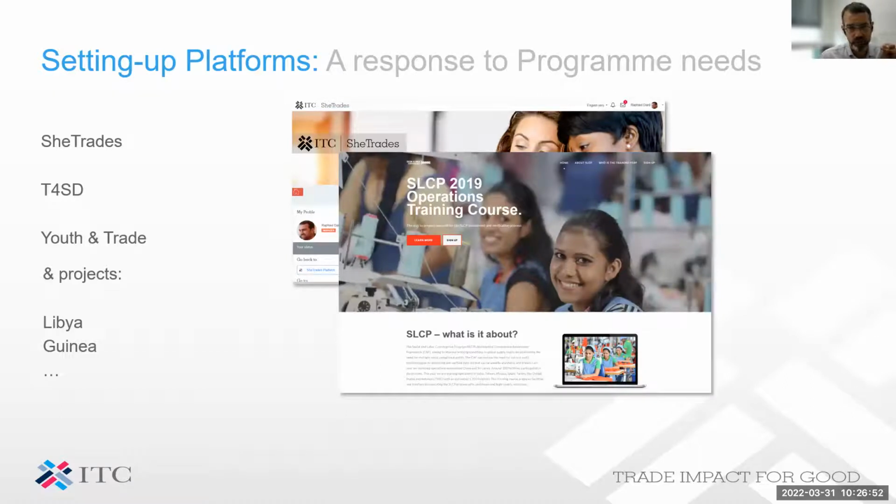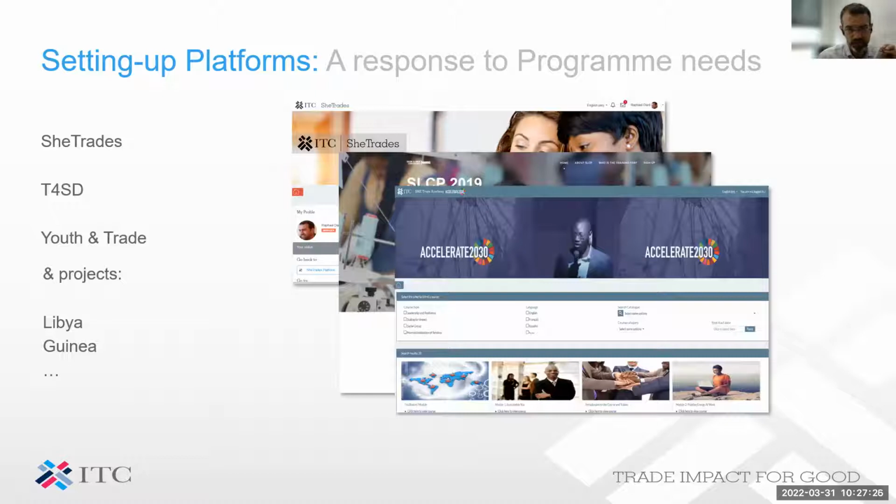This is a landing page of the Trade for Sustainable platform on SLCP, which is the one on textile that I was mentioning. The companies who wish to supply large buyers need to respect certain standards, and they learn about those standards within this platform. And they cannot reach the supply chain if they are not certified in this platform, which means that there's a lot of uptake in the platform.